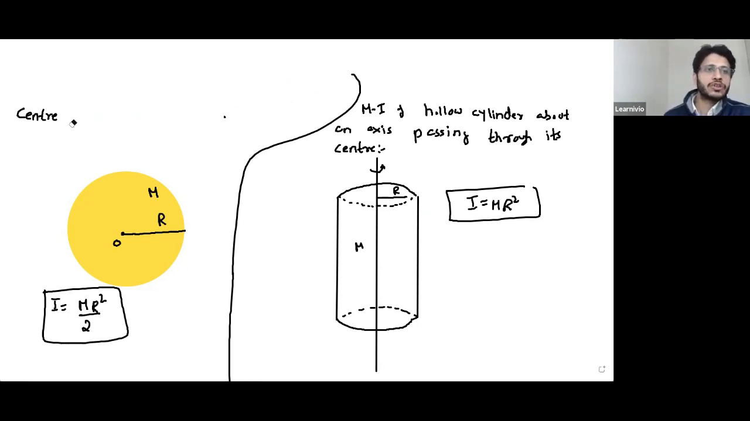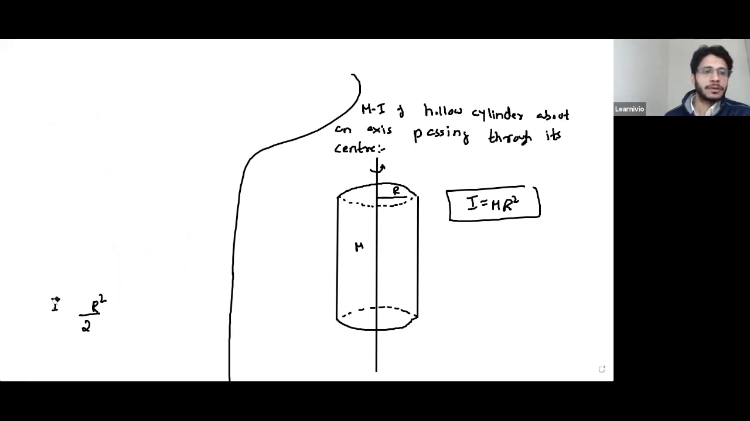So instead of hollow cylinder, if I take a solid cylinder, then for the solid cylinder, it comes out to be mr squared by 2. So the moment of inertia of hollow cylinder matched with that of ring, but that of a solid cylinder matched with that of disc. Then you have hollow sphere.